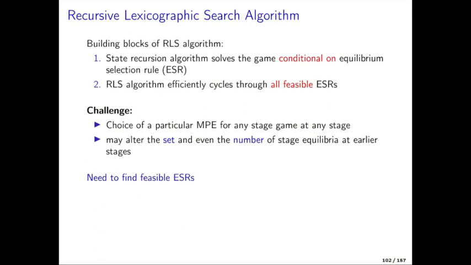Okay. Now the challenge here is that the choice of a particular Markov perfect equilibrium at any stage game may alter the set and even the number of stage game equilibria at earlier stages. So it's not like we can say all interior points have 5 equilibria and all corner states have 1, and show that up front, because depending on which equilibrium was selected further down the pyramid, it can affect the selection of equilibria at higher stages. Okay, so we need an algorithm that can actually deal with that.